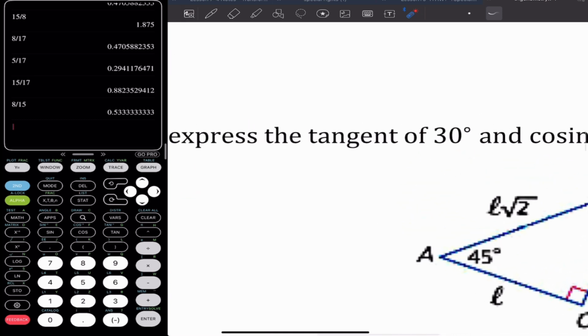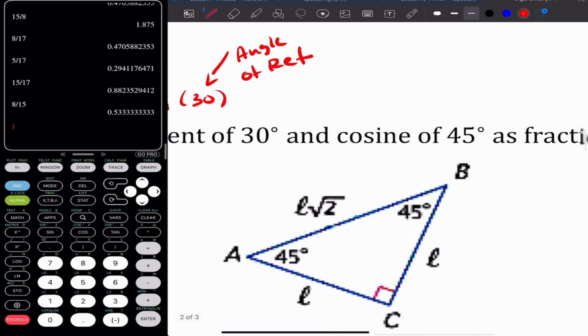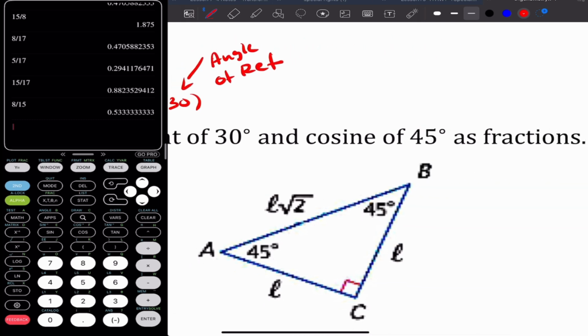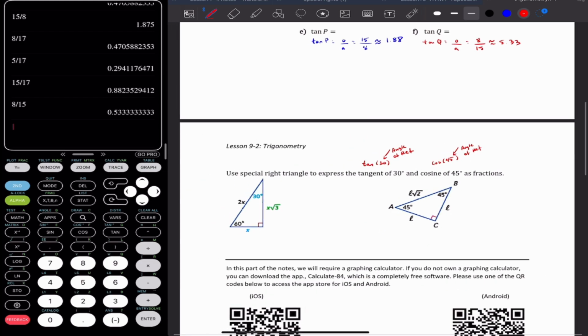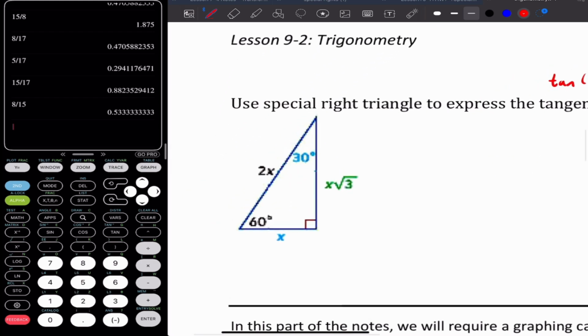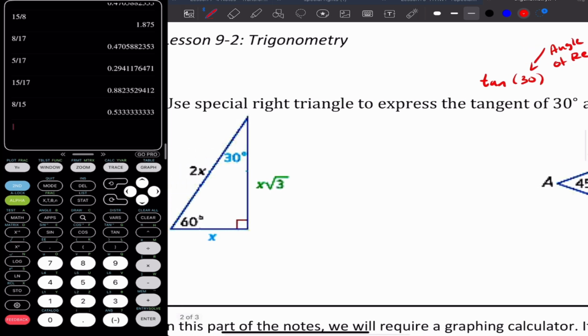So tangent of 30 degrees, I'm going to rewrite that as tan of 30, where this 30 is my angle of reference. And over here we have the cosine of 45, which I'm going to rewrite as cosine of 45, where again, just like before, this 45 is my angle of reference. So let me go ahead and look at this particular triangle. I gotta find the tangent of 30.